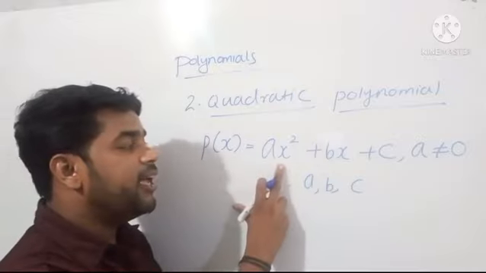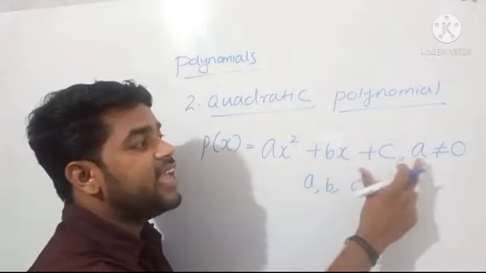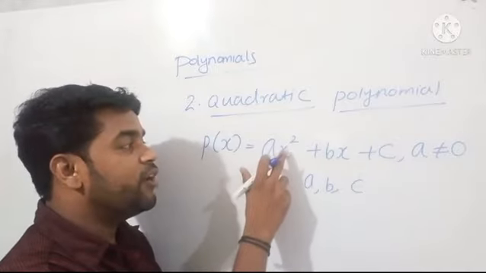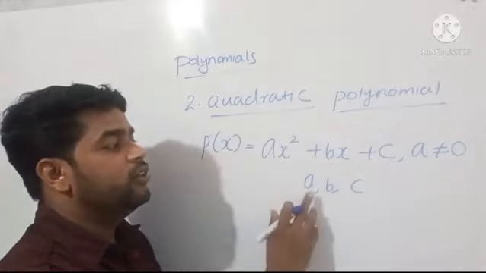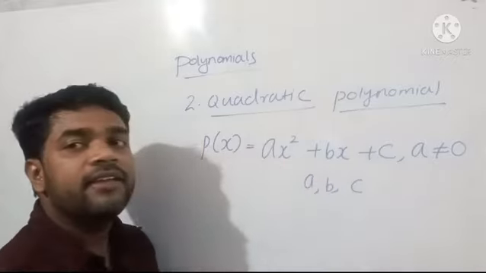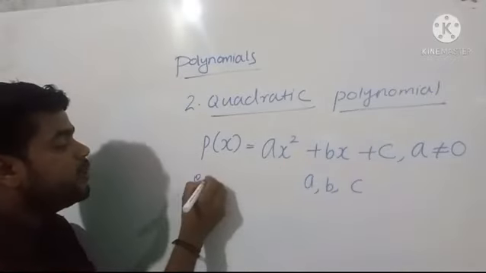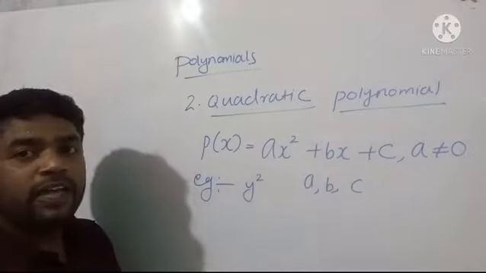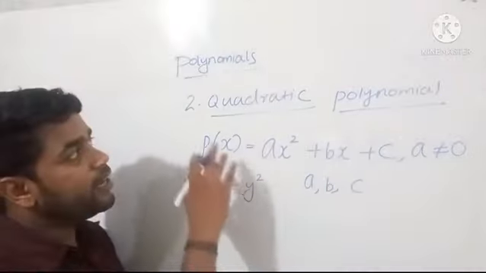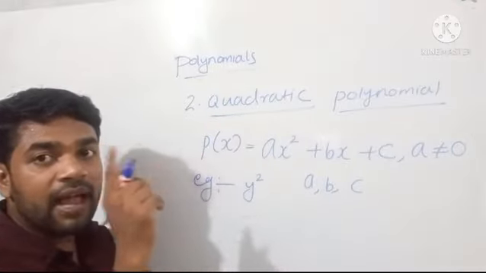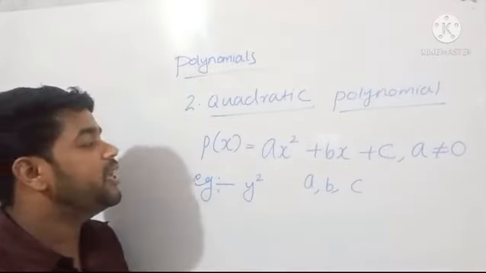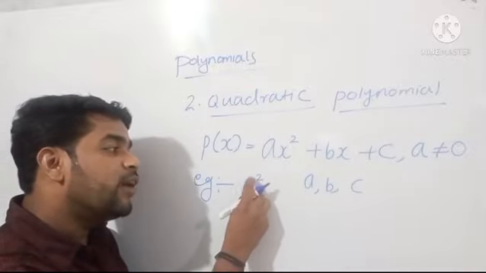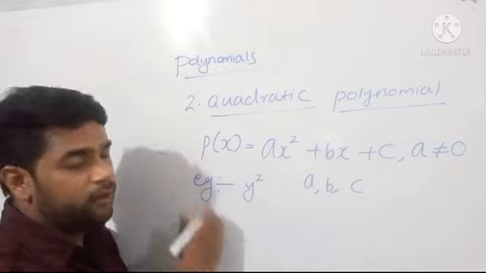A polynomial of the form ax square plus bx plus c, a not equal to 0. That means the coefficient of x square cannot be 0, while a, b, c are any real numbers. Let us see some examples of quadratic polynomial: y square. Here the variable is y and the power of y is 2, so it is called a quadratic polynomial.